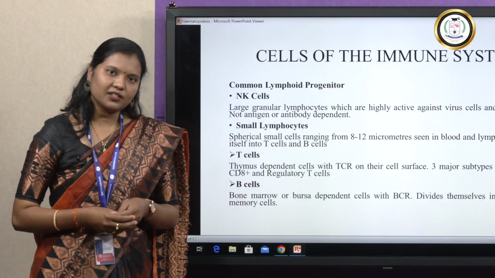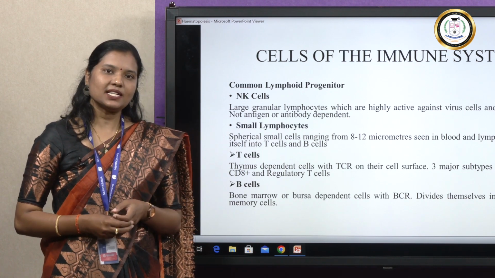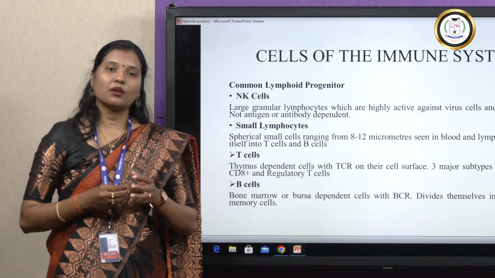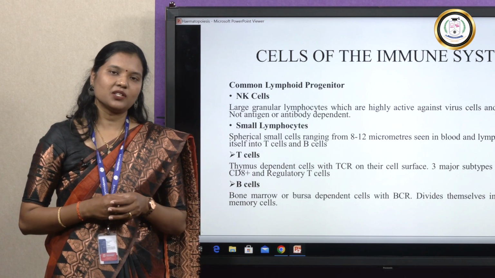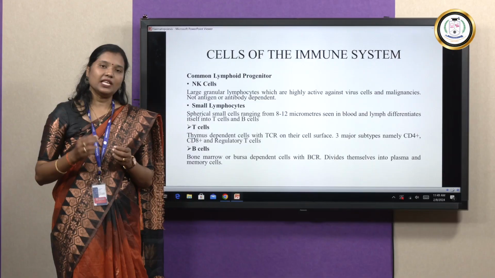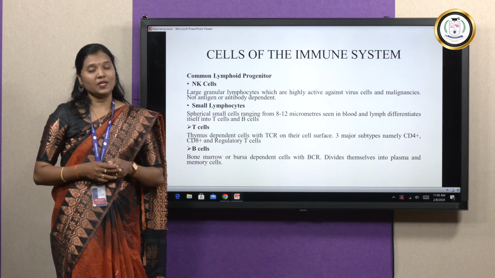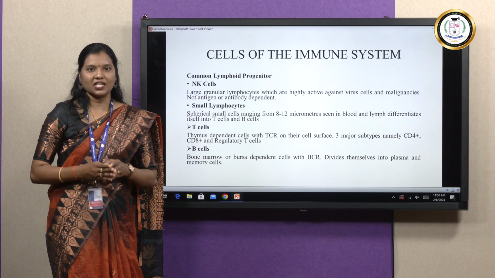So as I said earlier, the small lymphocytes divide themselves into the T cells and B cells. B cells are basically Bursa dependent or bone marrow dependent cells, we say. They have B cell receptors on their cell surface. They divide themselves into the plasma cells and memory cells. B cells are responsible for humoral immunity by the production of antibodies.